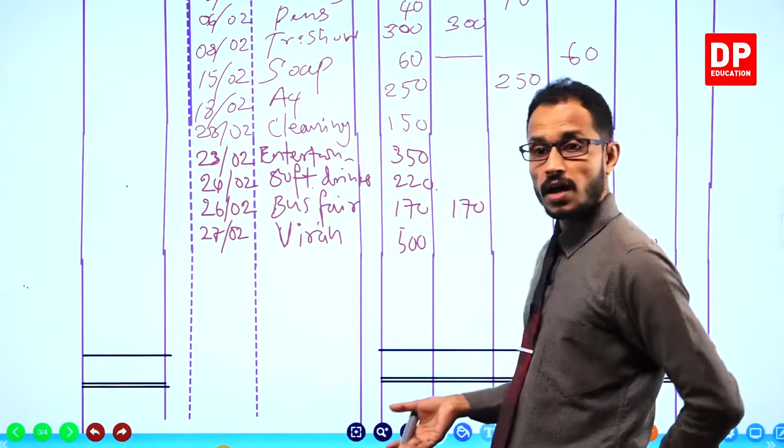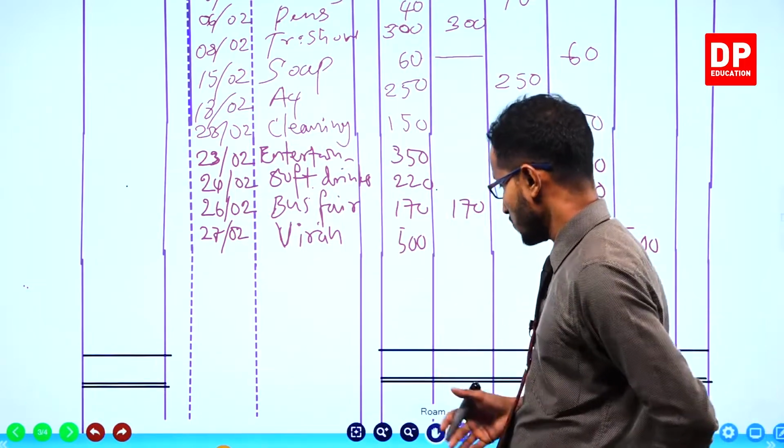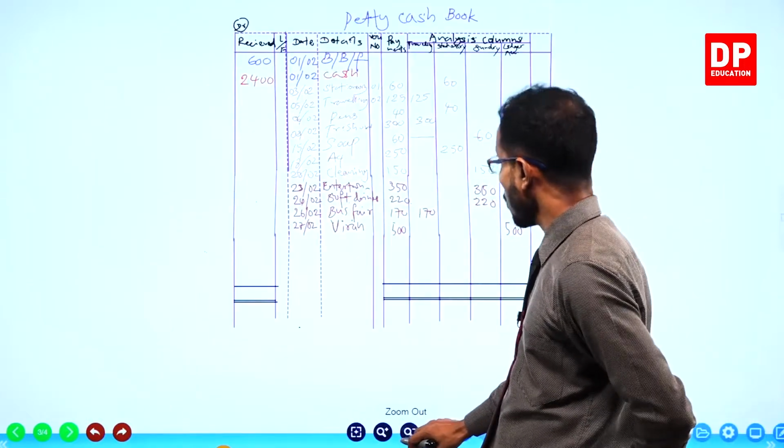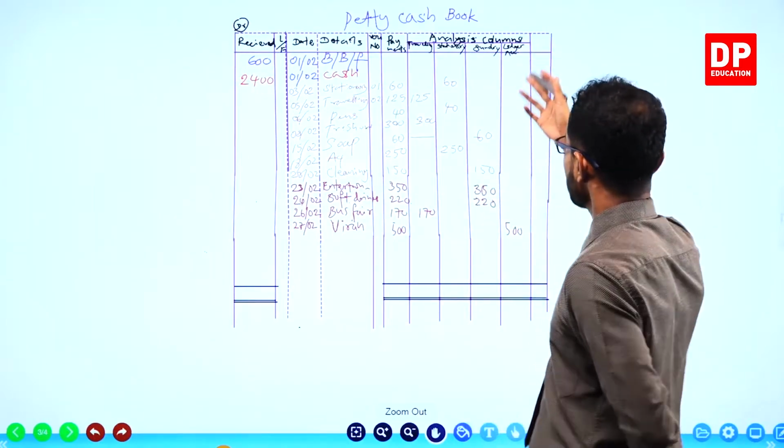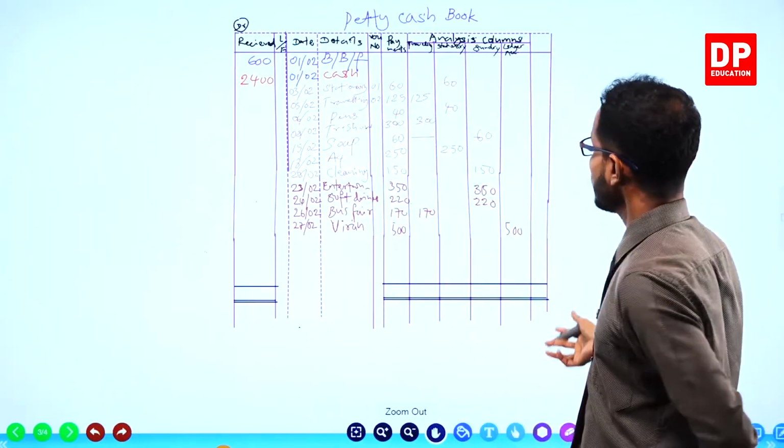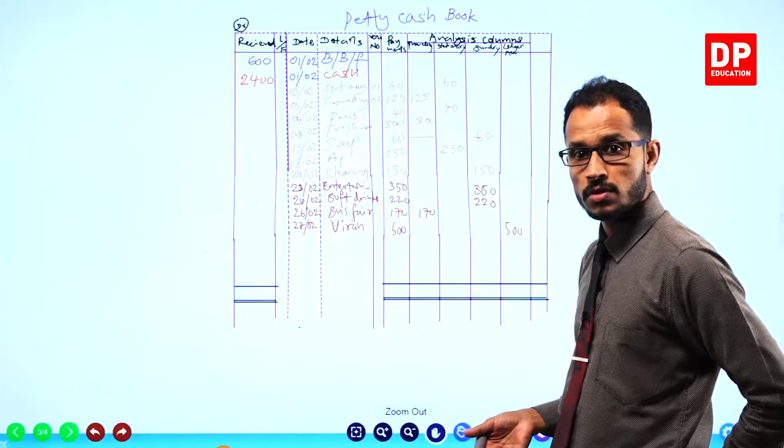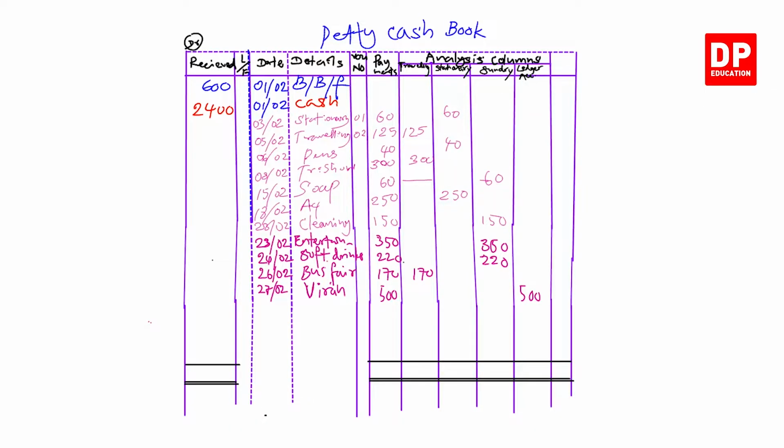So let's balance it off. First, we'll take the totals. This is the overall look of the petty cash book. If you can just pause your video and see the overall layout of the petty cash book.